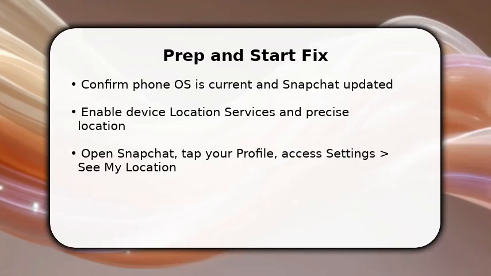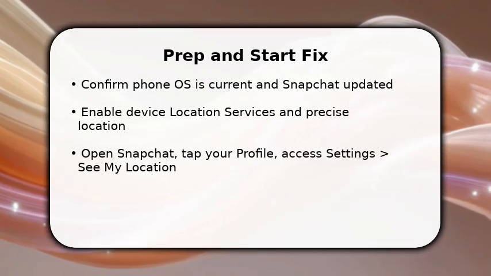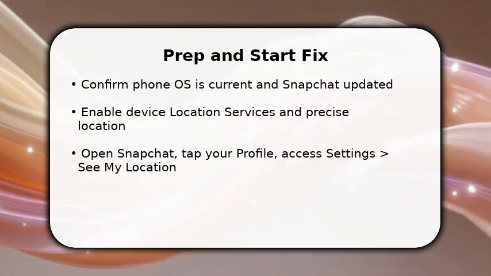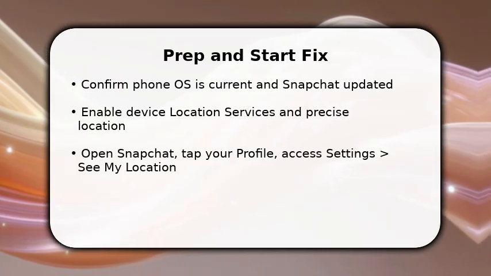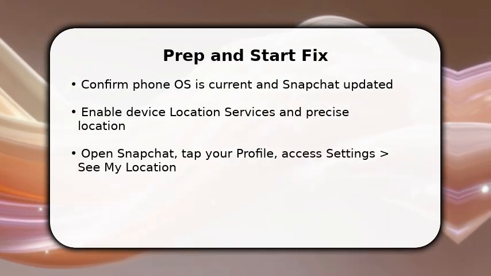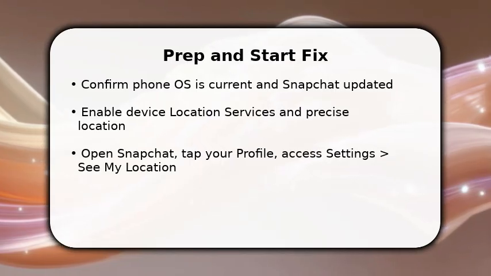You start by verifying basics. Make sure your phone OS and Snapchat app are up to date. Once done, enable location services and turn on precise location so Snapchat can read your position accurately.